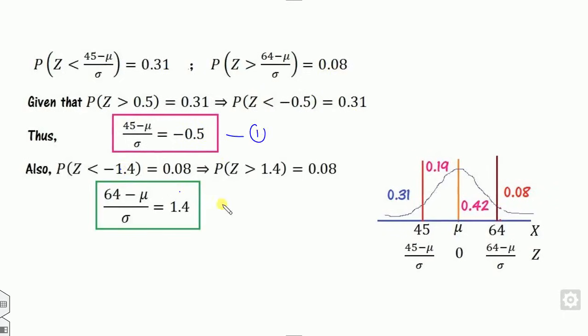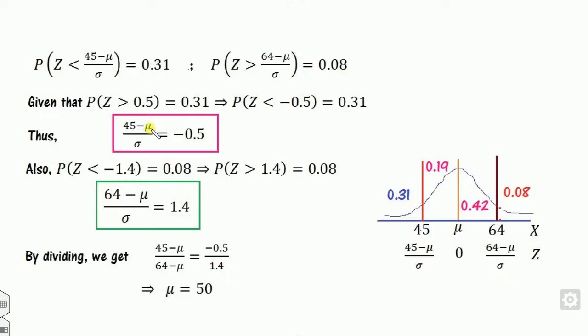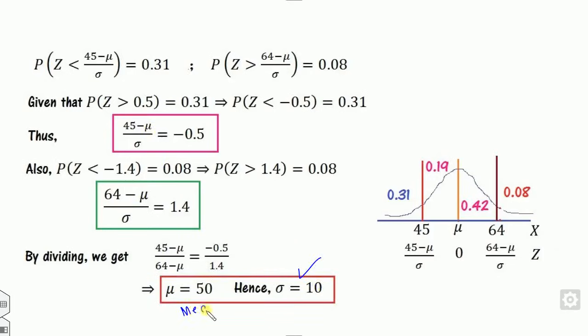So from these two equations, you can solve them. You can divide them. You will get mu here. You can substitute the mu value in this case. You will get the answer here. So this is the mean. This is the standard deviation. So this is a simple procedure for how to solve the normal distribution.